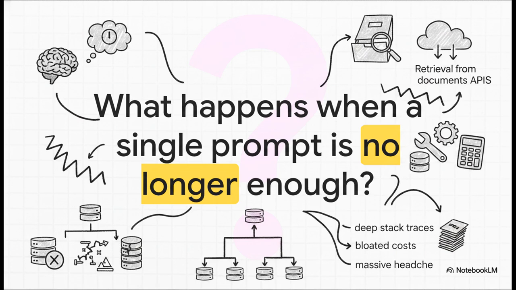Maybe your model needs memory to remember a chat from 3 messages ago. Maybe it needs retrieval to dig through your company's internal wiki. Or maybe it needs tools to actually go out and take action, like pinging a database. You are officially standing at a pivotal architectural crossroads. And I've got to warn you, choosing the wrong framework right now might not break your prototype today, but it will absolutely break your production system 6 months down the line. We're talking deep stack traces, bloated costs, and just a massive headache for your engineering team.